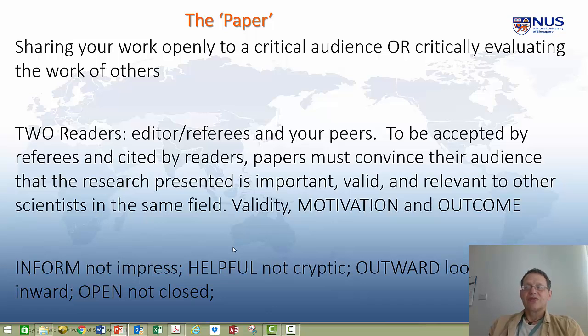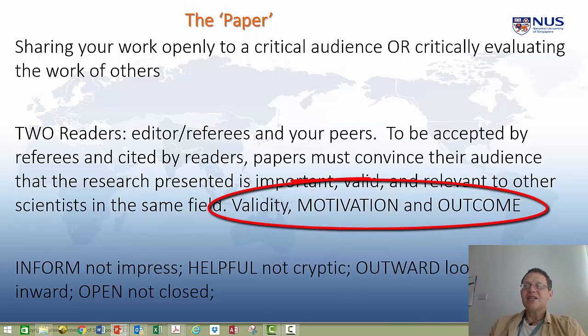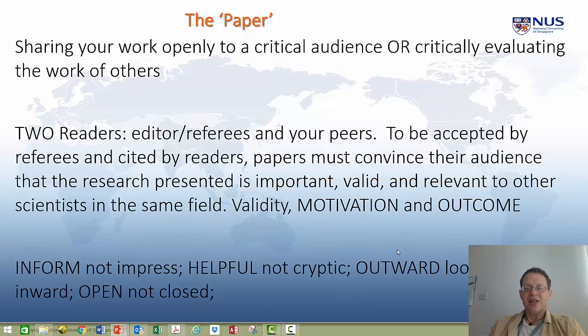So, validity, motivation, and outcome. If we get these right, then actually we should have less trouble publishing, and other people will understand how important the work is. So if we're going to go in that sort of direction, there's a few things that we can already say about what we're going to write.